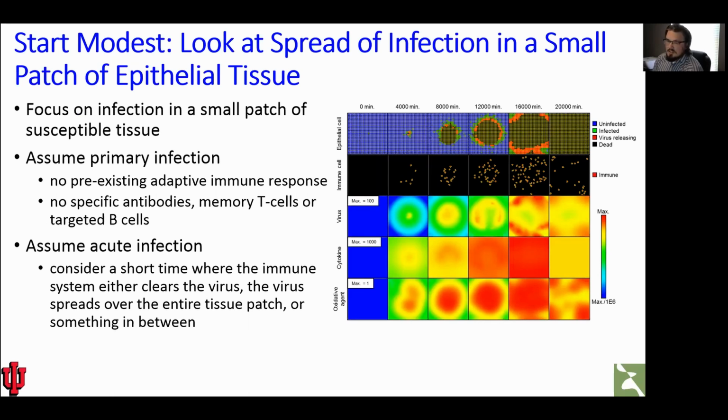So our goal was to start very modestly by first looking at the spread of infection in a small patch of epithelial tissue. So we modeled primary infection, assuming that in our simulations there is no pre-existing adaptive immune response from previous exposure to our virus in simulation. And so there are no specific antibodies that are targeted to our virus, and no memory T cells or B cells. We also assume in our simulations that we're modeling something like acute infection. And so we simulate a shorter time frame where either the immune system at the end of simulation clears the virus, the virus spreads over the entire tissue patch in our simulations, or something in between those two outcomes.